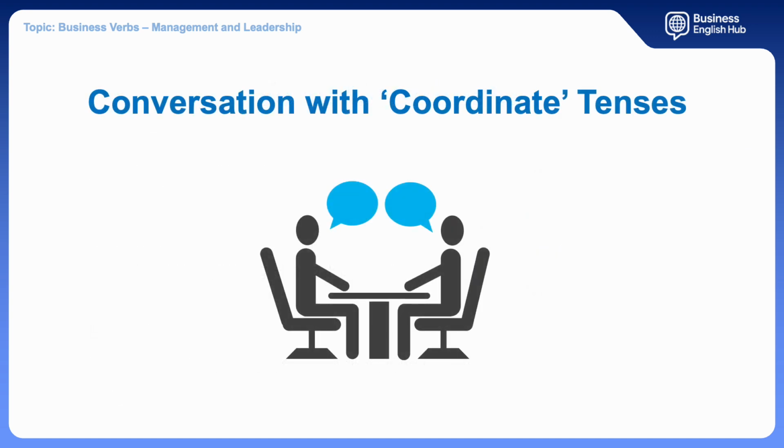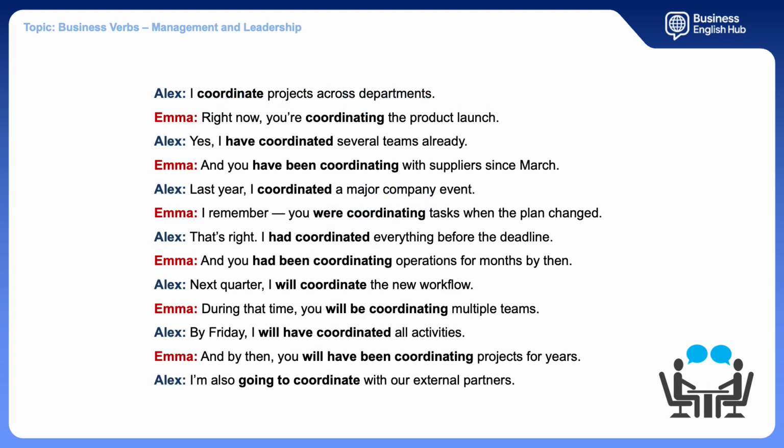Alex and Emma are now going to have a conversation in which they use each of the tenses we have covered. I coordinate projects across departments. Right now, you're coordinating the product launch. Yes, I have coordinated several teams already. And you have been coordinating with suppliers since March. Last year, I coordinated a major company event. I remember you were coordinating tasks when the plan changed. That's right. I had coordinated everything before the deadline. And you had been coordinating operations for months by then.